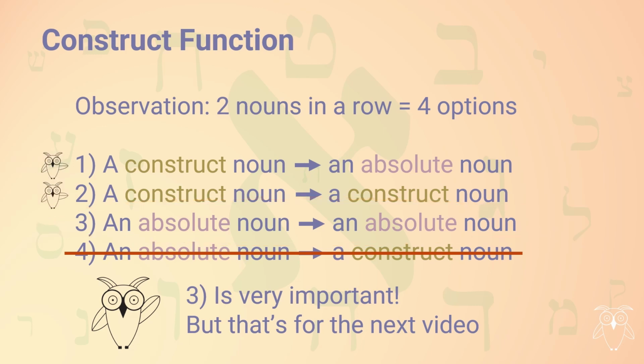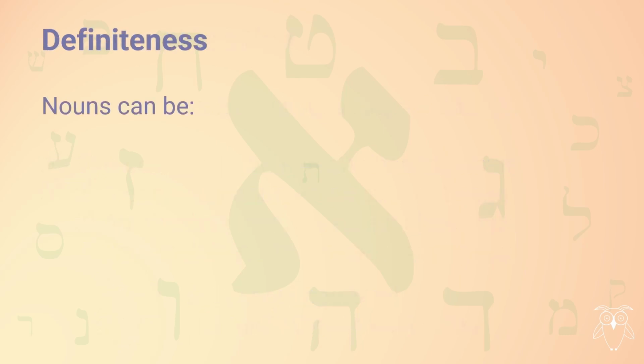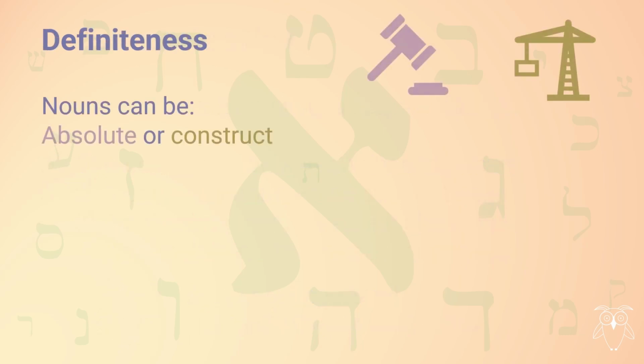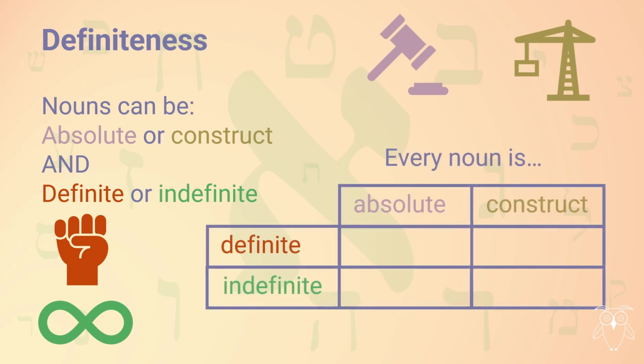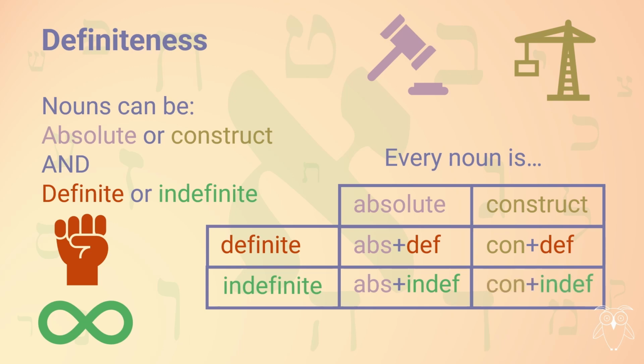So the first thing you need to know, and you already know this, is that a noun can be either absolute or construct, but there is a second layer that I have to introduce here. Besides being absolute or construct, a noun can also be either definite or indefinite. To put it in a schedule, every noun you will ever find in Hebrew will be either absolute and definite, absolute and indefinite, construct and definite, or construct and indefinite.